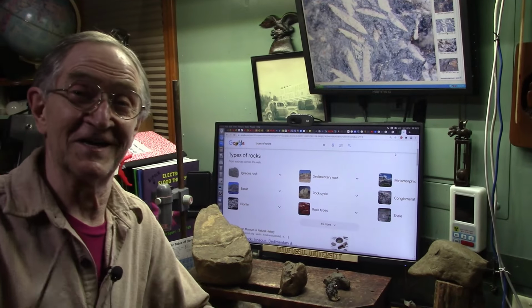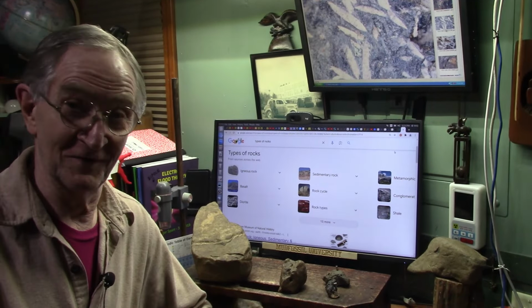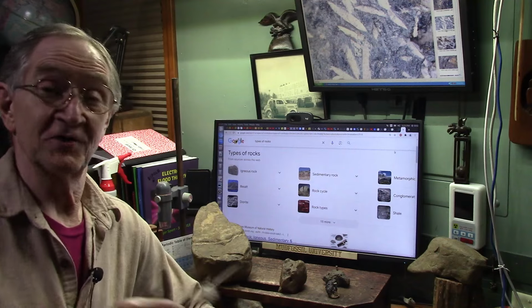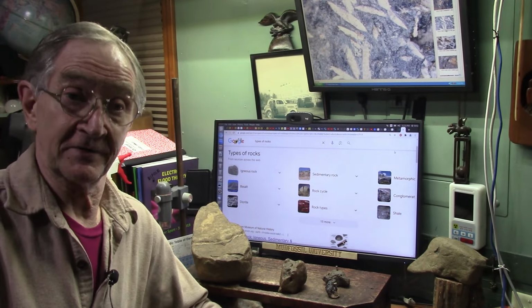Okay, friends and neighbors, this is going to be fun. What are we looking at here? Types of rocks. Well, what are types of rocks? Geology, right?